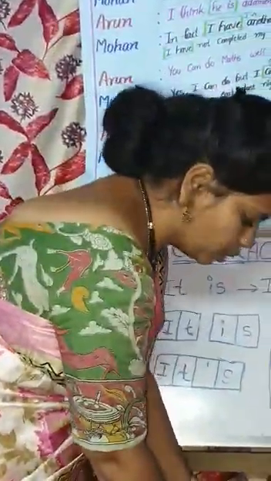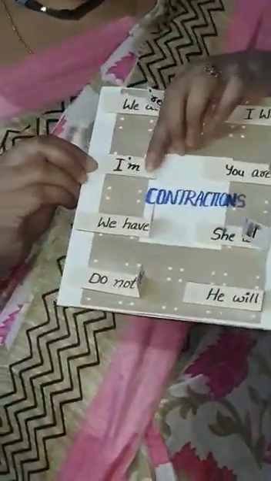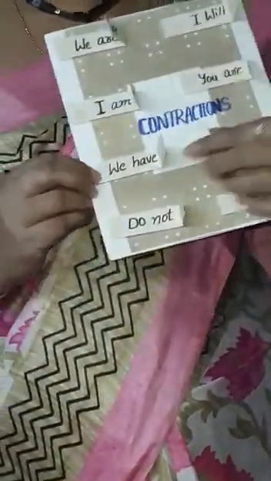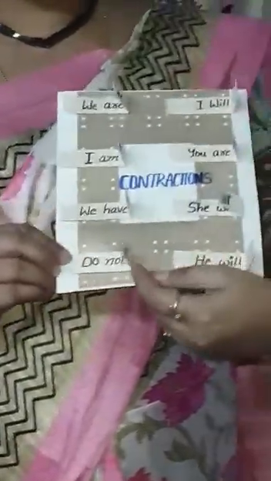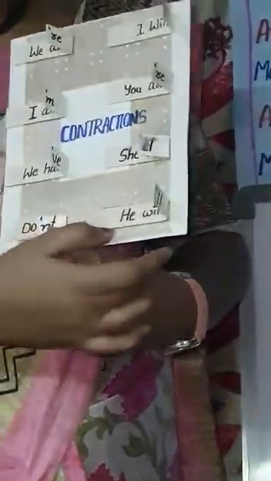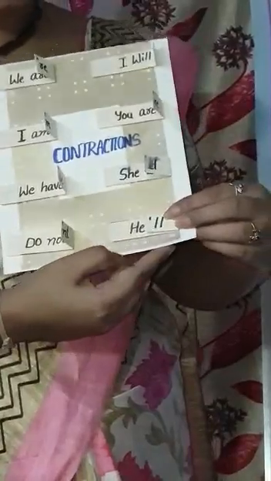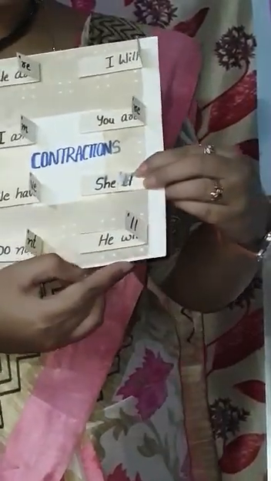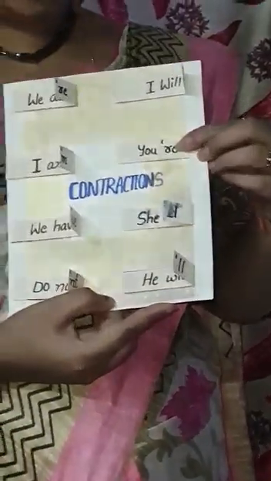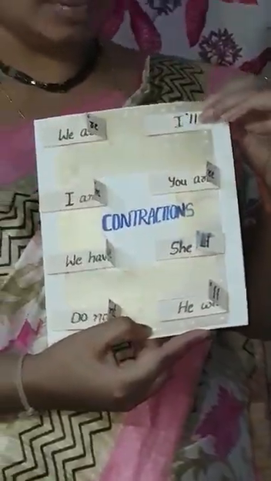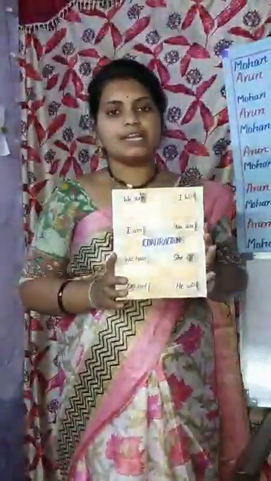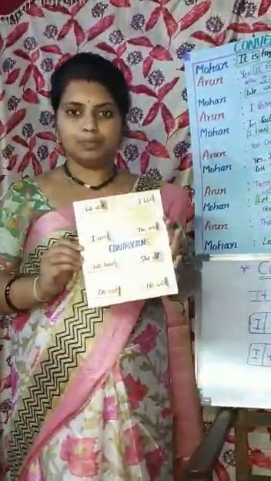Here are some of the contractions. We are. I am, I'm. We have. We are. Do not, don't. He will, he'll. She will, she'll. You are. I will, I'll. So in contractions, the apostrophe plays an important role.